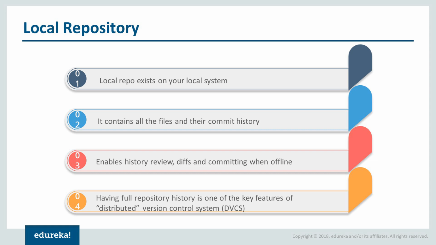Now, once we have the metadata, then we can have the history review, diffs, and committing when we are offline. Having full repository history is one of the key USPs of Git, which is part of a distributed version control system. This is something that we discussed in module 1.